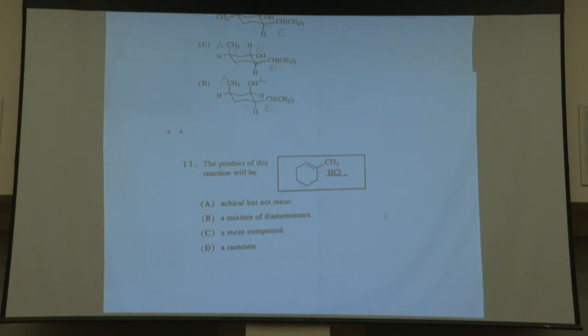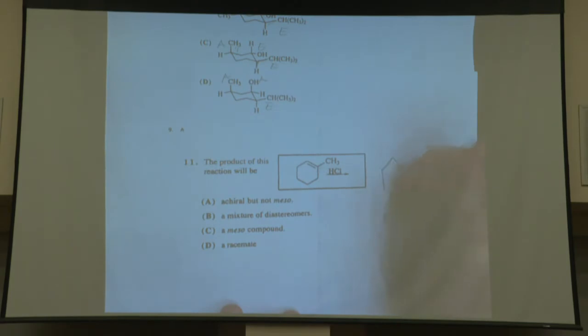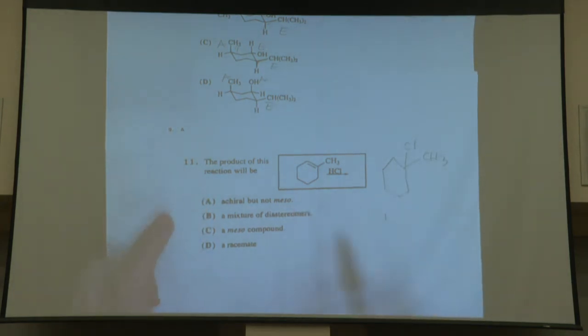The ones you guys learned, HCl, HBr: is it going to go to the more or less substituted position? More. Nice. So it's going to look like this. Okay, and then it's asking, is this product achiral, a mixture of diastereomers, a meso compound, or a racemate?